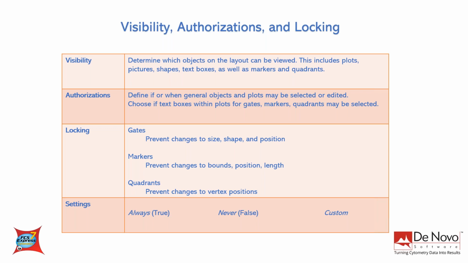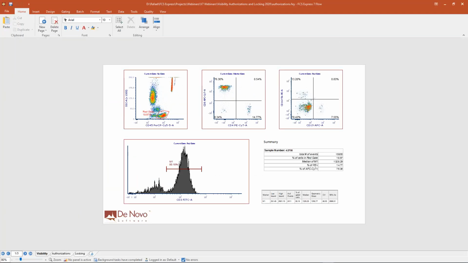Now, let's go ahead and get started for the day by looking at the first category here on this page, which is visibility. So I'm going to go ahead and pull up a layout here. And on this layout, we have several different plots up at the top. I have a density plot off to the left, two plots with quadrants looking at different populations, and down beneath I have a histogram and a table with some summary stats and some statistics down at the bottom.